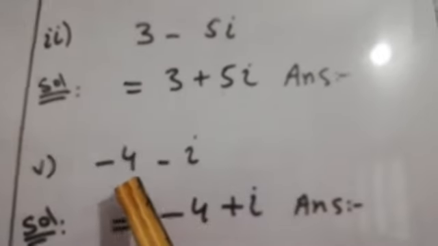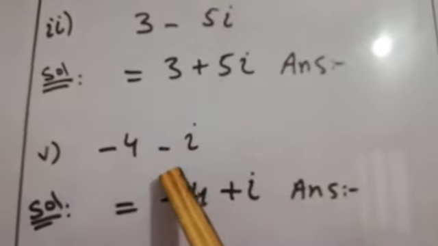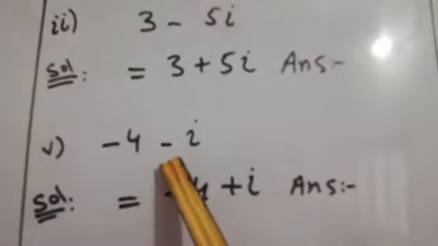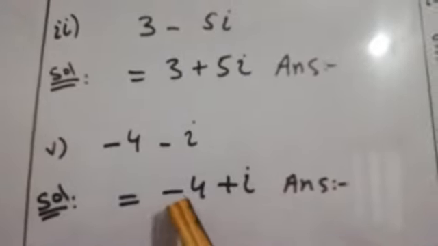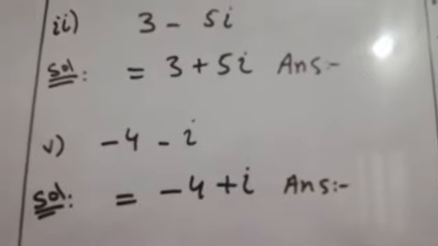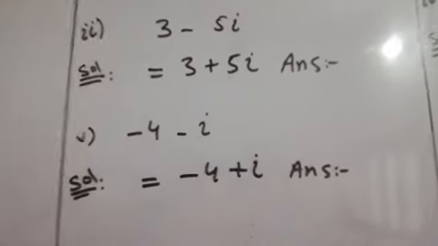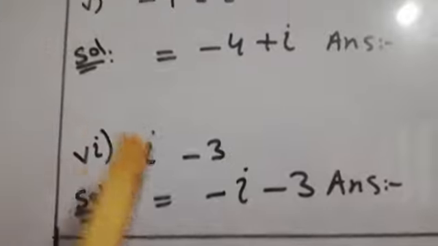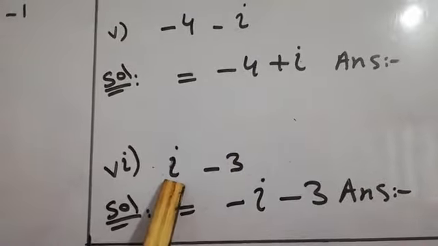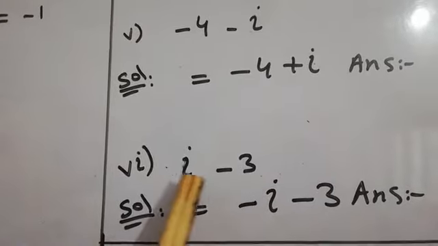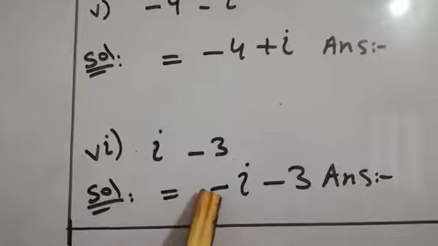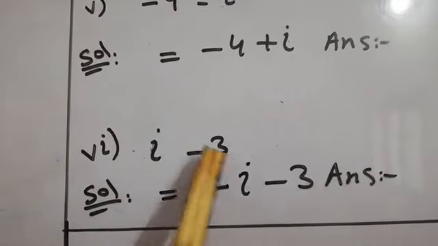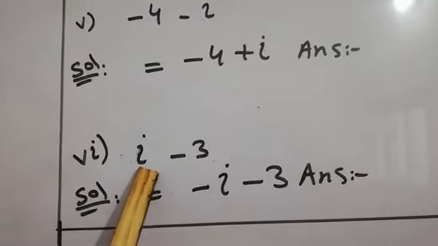Now part 5, minus 4 minus iota. As I told you, we will change the sign of the imaginary part. So this becomes minus 4 plus iota. This is the conjugate of this part. Now part number 6, iota minus 3. The imaginary part is iota and the real part is 3. So we will change the sign of iota and it becomes minus iota minus 3. This is the conjugate of this complex number.